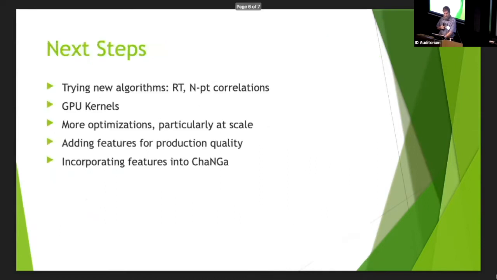I'm out of time. So, next steps: how much I'm going to incorporate into ChaNGa is a big question, but what I'm really looking for is users, as in co-developers, to try new algorithms in this framework. With that, I'll take questions.